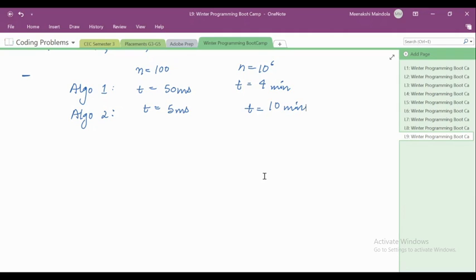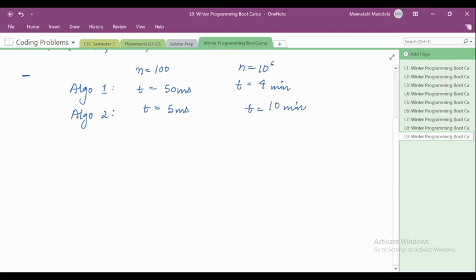Yes, correct. A lot of you are answering that algorithm 1 is going to be better. On what basis did you decide that algorithm 1 is going to be better as compared to algorithm 2? T is equal to 4 minutes is less time. Okay. It is based on the amount of data, correct? Yes.